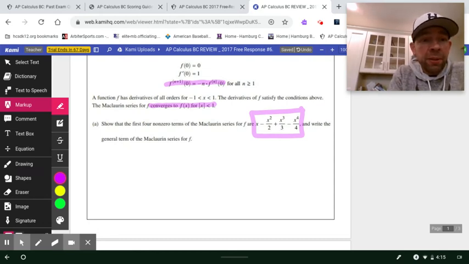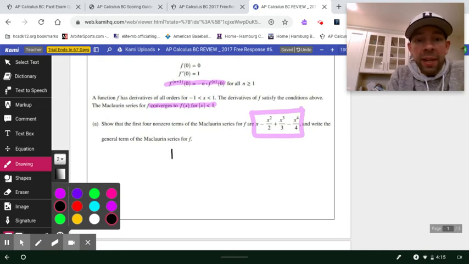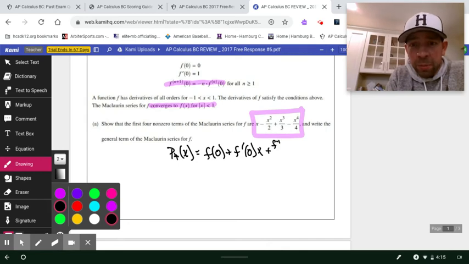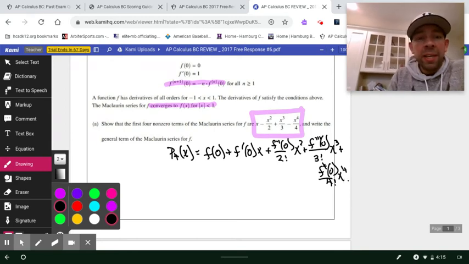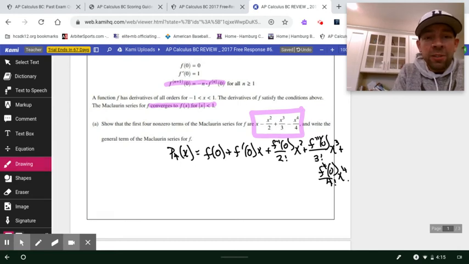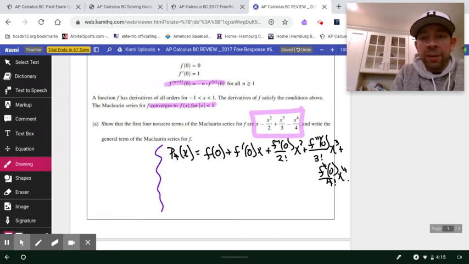So that's the 4th degree polynomial. I'm thinking that the 4th degree polynomial in a general sense is going to be f of 0 plus f prime of 0 times x plus f double prime of 0 over 2 factorial x squared plus f triple prime of 0 over 3 factorial times x cubed plus, we'll squeeze in this 4th derivative at 0 over 4 factorial x to the 4th. So those are the terms that I want to fill in. And what I want to do on the side here is find all those derivative values, and then I'll sub them in.